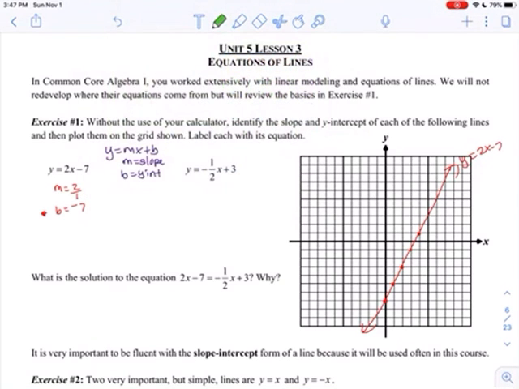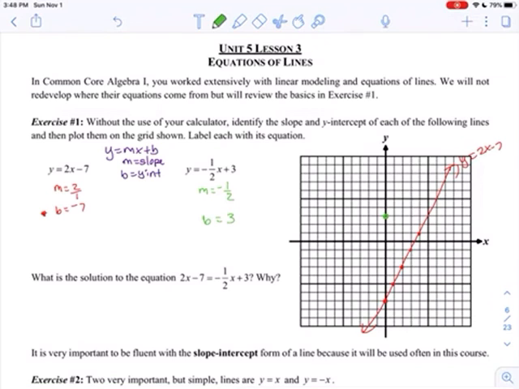All right? And then I'm going to go to my second equation, y equals negative 1/2 x plus 3. My slope is negative 1/2. My y-intercept is 3. Again, 3 is my starting point, so I start at 3. I go down 1 to the right 2, down 1 to the right 2. So this is a negative slope. It's slanting in the opposite direction.